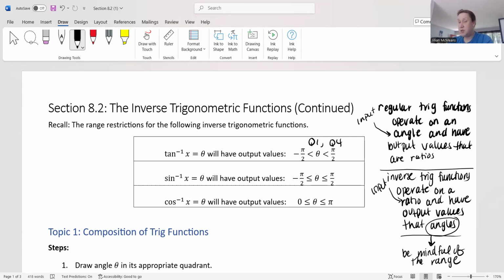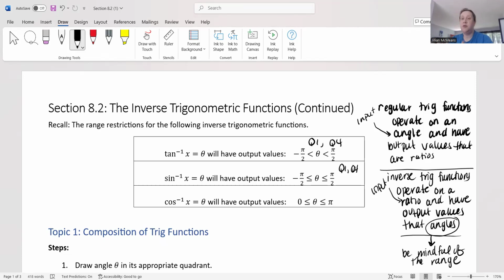Now, for sine, when we restricted our sine function, we said, hey, let's look at the segment of sine that just goes from negative pi over 2 to positive pi over 2. So now when we look at the inverse sine function, the values that we get as outputs must be in this range of negative pi over 2 to positive pi over 2. So again, Q1 and Q4, but we can include the endpoints here. So the exact value negative pi over 2 and the exact value positive pi over 2, they're okay for inverse sine. Now, inverse cosine is a little bit different.